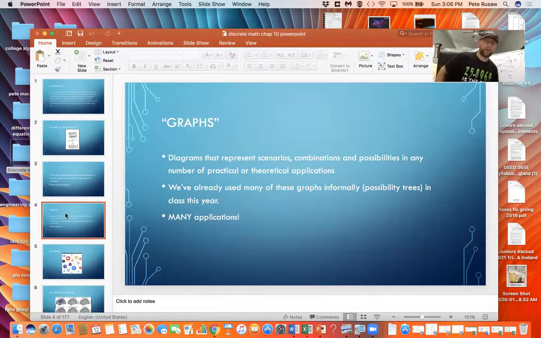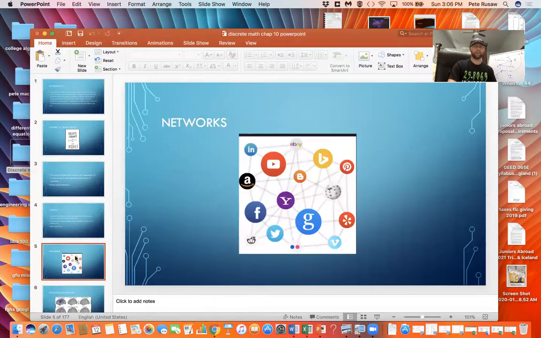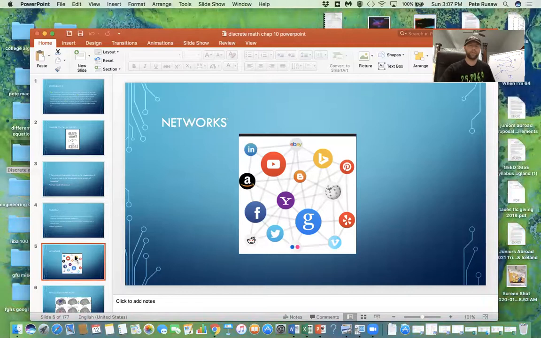Basically, we're talking about any diagram that represents scenarios, combinations, possibilities. We've actually been looking at graphs all semester. We've been making trees and looking for probabilities and different possibilities, routes from one place to another. But what other applications are we interested in? Routes and locations. Essentially, a graph is really just a series of dots called vertices or nodes, and then connections between those dots called edges.